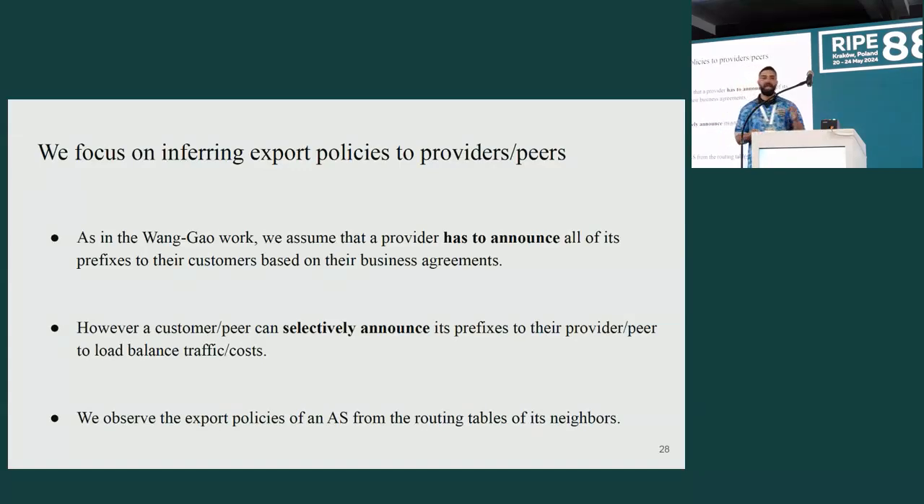However, a customer or a peer autonomous system may selectively announce its prefixes to its providers or peers because they want to load balance traffic or handle their costs in a better way. And since there is not a specific value like local preference which can help us observe the export policies of an autonomous system, we're going to follow this guideline of the original paper and observe the export routing policies of autonomous systems through the routing tables of their neighbors.